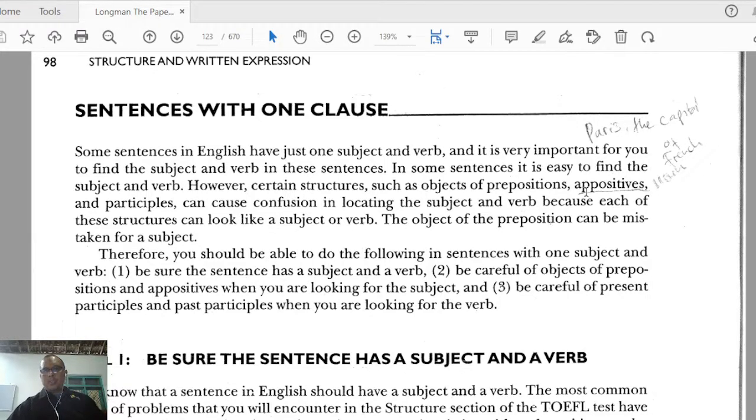So here we have, yang pertama itu pastikan, be sure the sentence has a subject and verb. Pastikan pertanyaan kalimatnya itu memiliki subject and verb. Number 2, be careful of object of preposition and possessive when you are looking for the subject. Jadi kita harus hati-hati tentang objek prepositionnya. And number 3, be careful of present participle and past participle when you are looking for the verb.